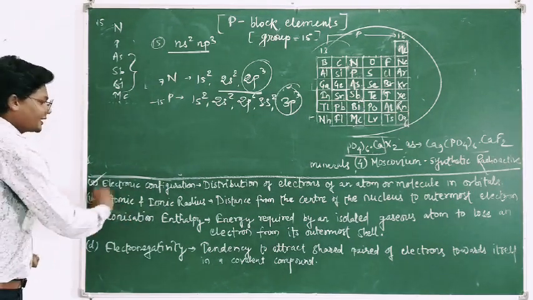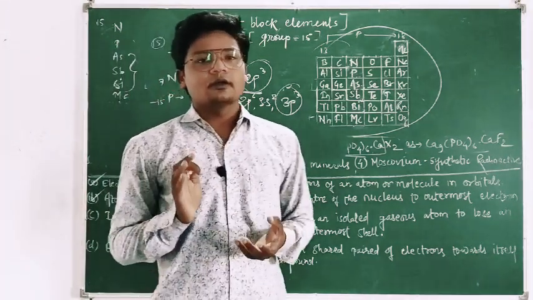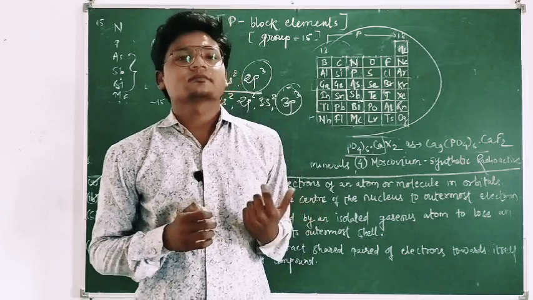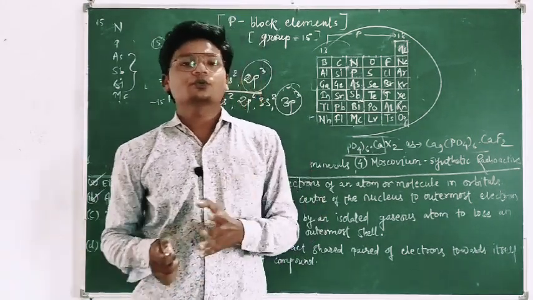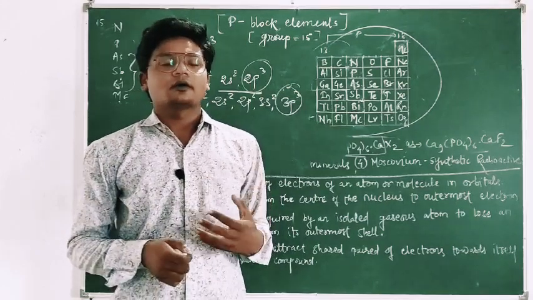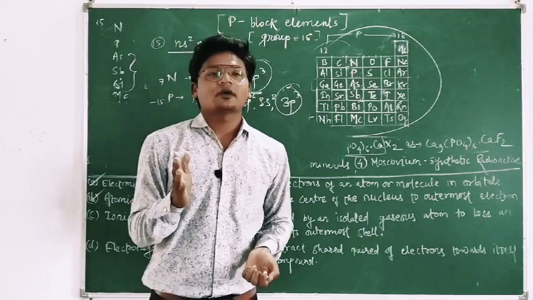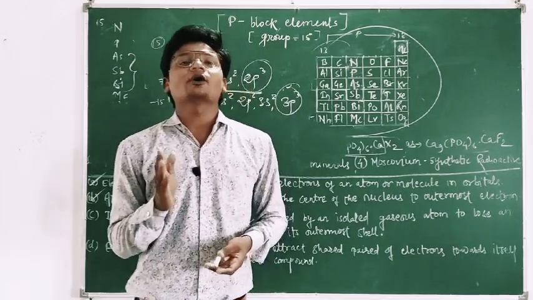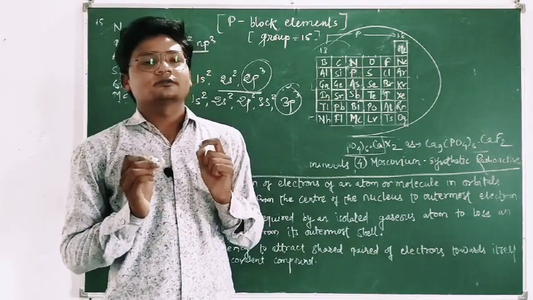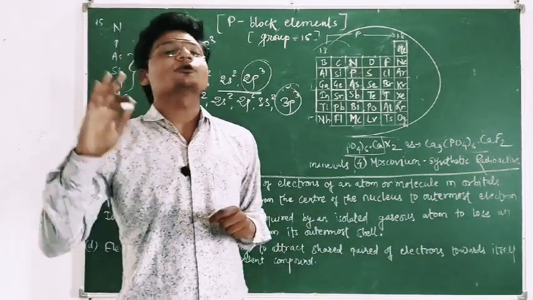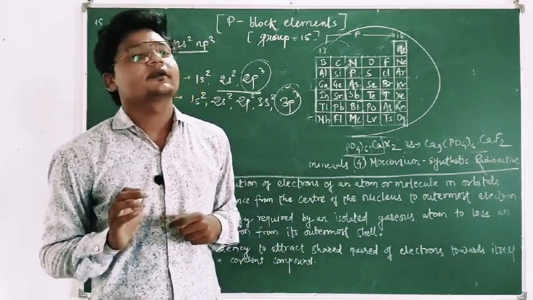Second is atomic and ionic radius. So what atomic and ionic radius is? I hope you all remember this. Deepak, Vishu, okay, Kajal, Aruna, but you all know this. Just remember it. What ionic or atomic radius is? The distance of the outermost electron from the nucleus is basically known as atomic radius.